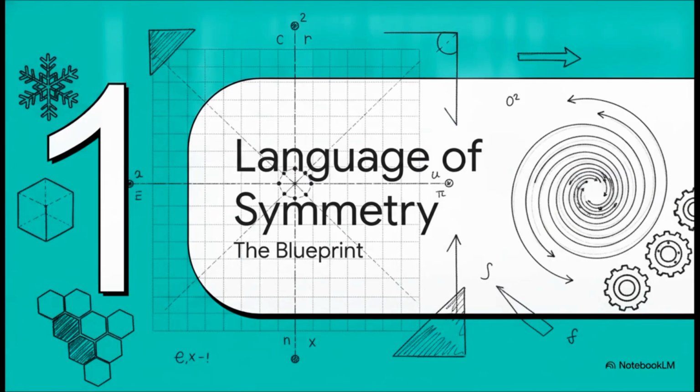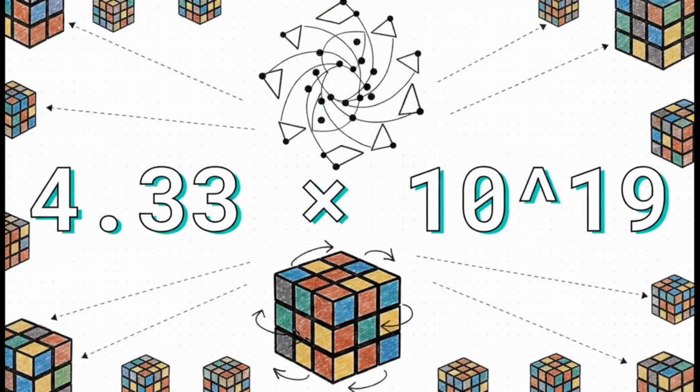Section 1. The language of symmetry. The blueprint. Okay, just look at this absolutely staggering number. There are roughly 43 quintillion, that's 4.33 times 10 to the 19th possible states of a standard Rubik's Cube. Think about that sheer volume of permutations. Yet every single one of them is governed by a single group of transformations. It isn't just some chaotic mess. There is a highly organized, strict mathematical boundary holding all those quintillions of states perfectly together.